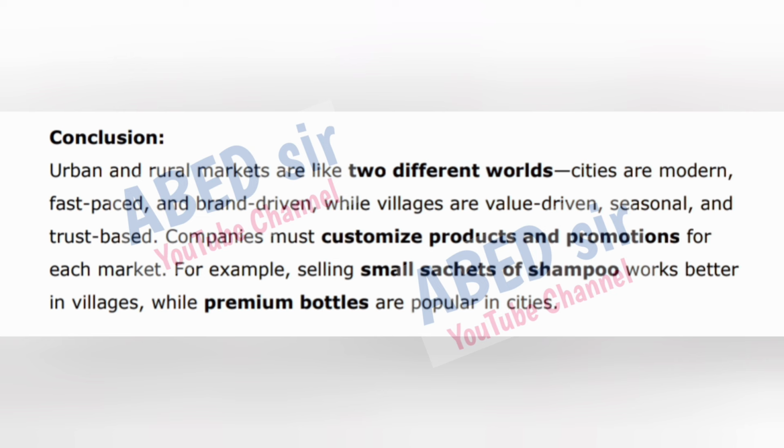Conclusion. Urban and rural markets are like two different worlds. Cities are modern, fast-paced, and brand-driven, while villages are value-driven, seasonal, and trust-based. Companies must customize products and promotions for each market. For example, selling small sachets of shampoo works better in villages, while premium bottles are popular in cities.